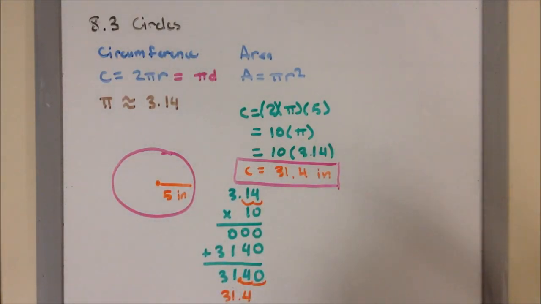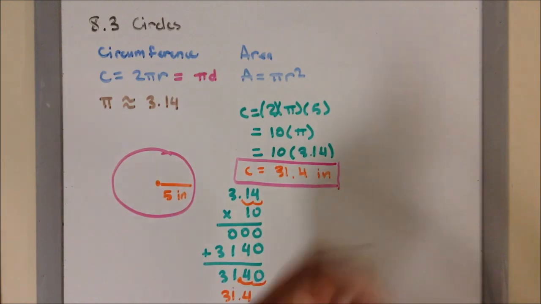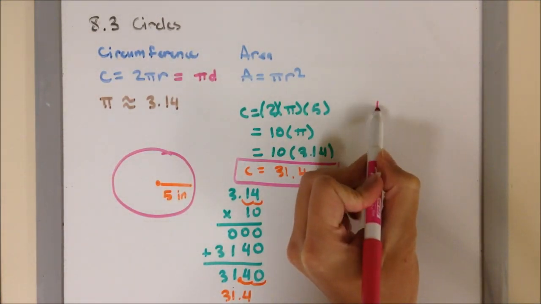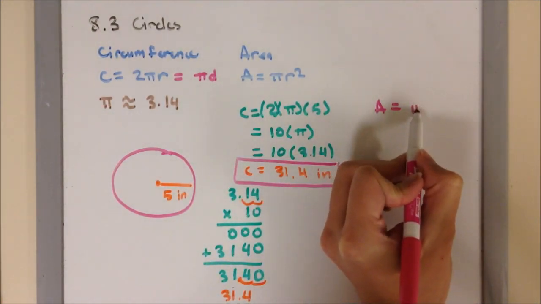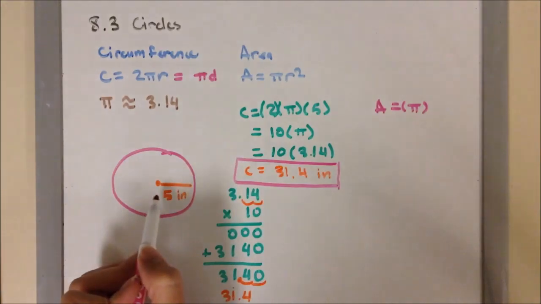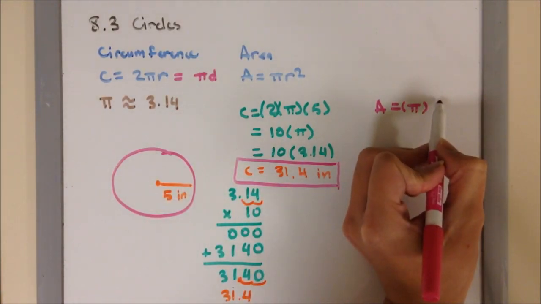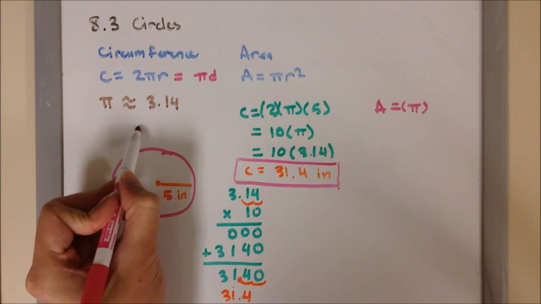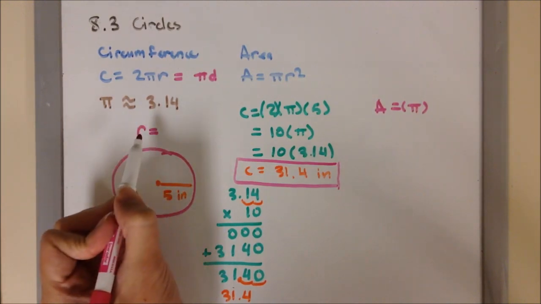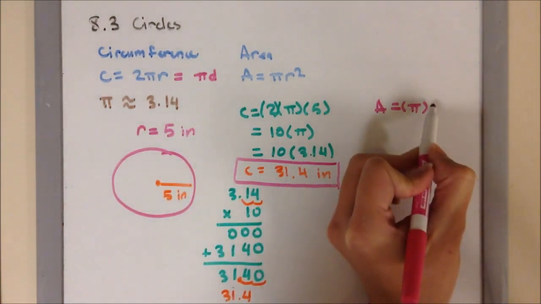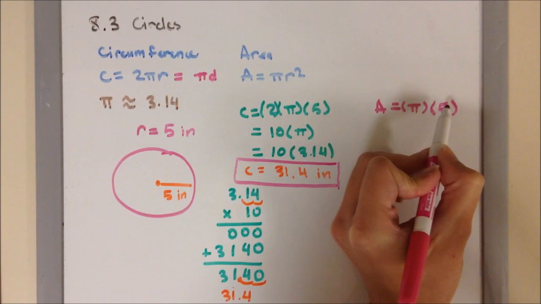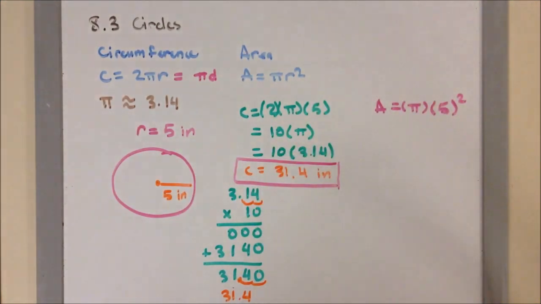Now, let's say that you're asked to do area. So, A for area is equal to pi r squared. Now, we have pi, and then our radius is 5. So, make a little note when you have your information. It's always best to write out what you know. So, radius is 5 inches. That will help you a lot. So, 5 with the square.